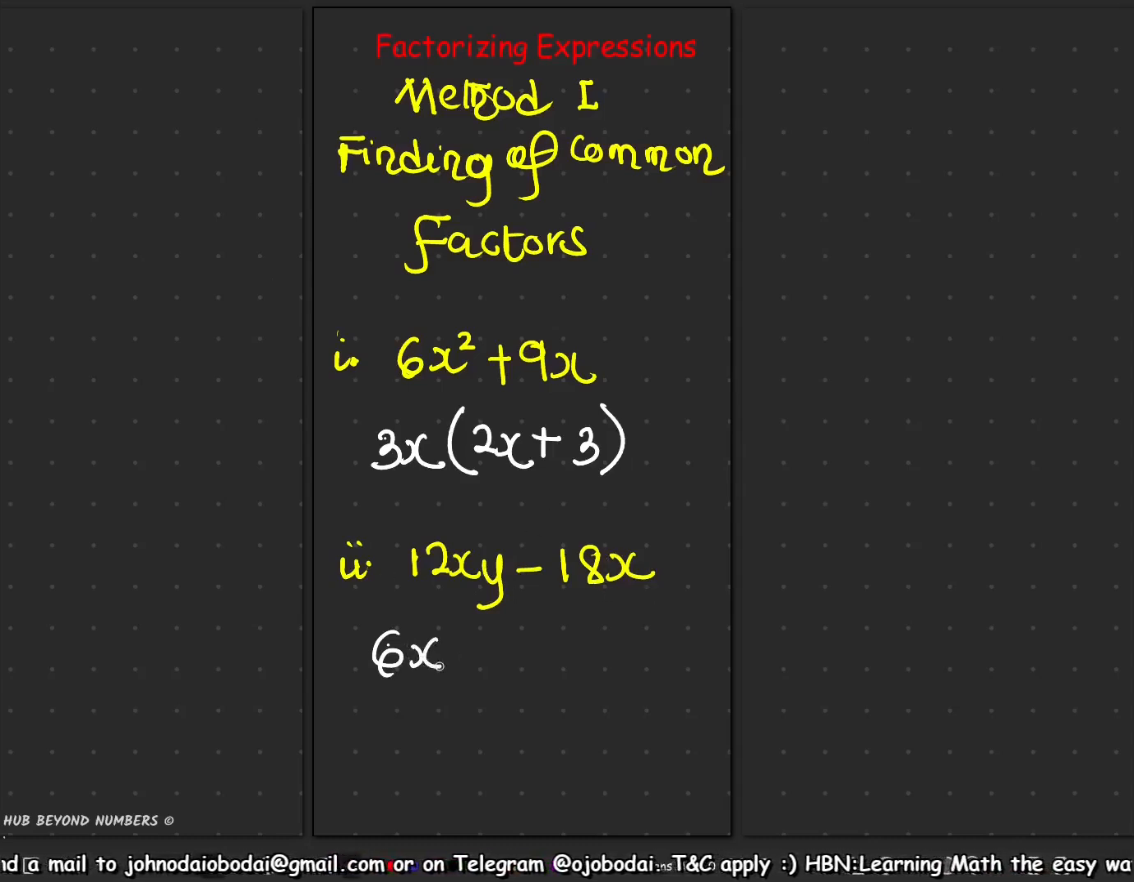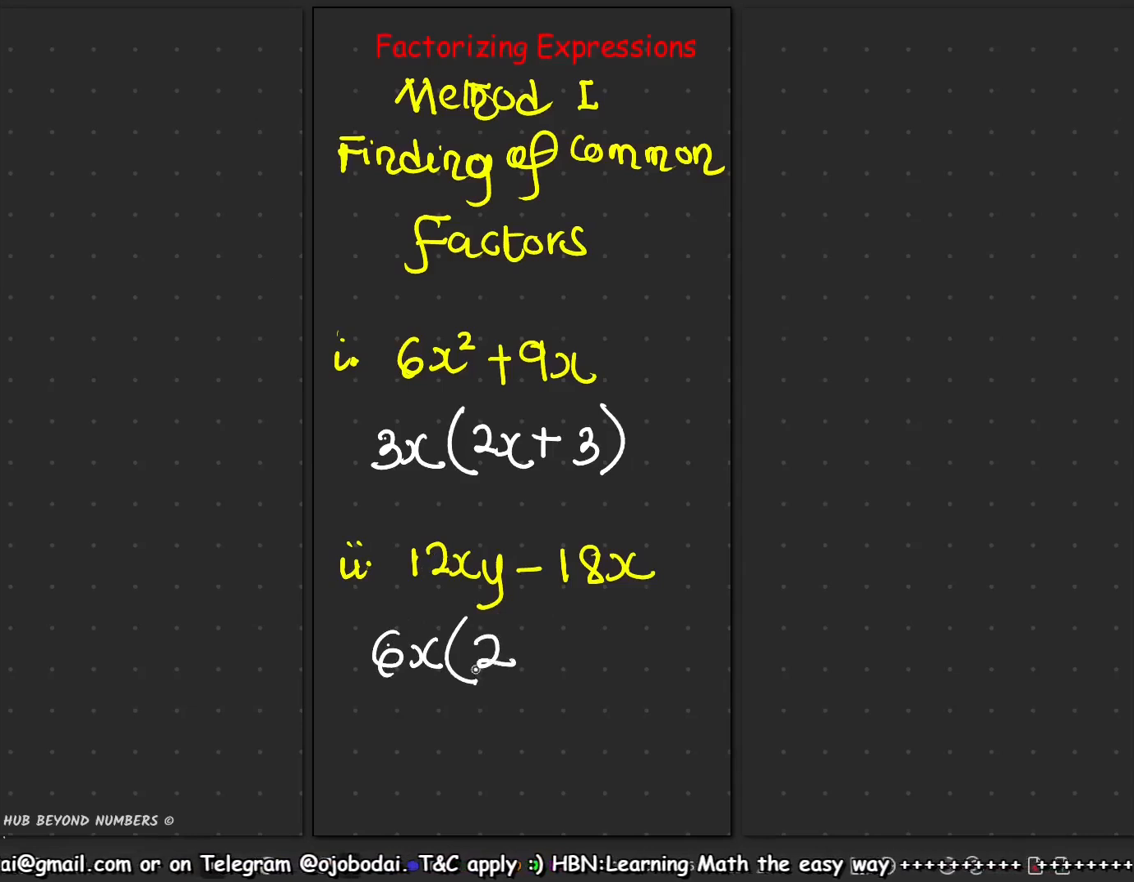They have an x in common. You see, after which you bring our brackets, then we ask ourselves, 6x, or let's say 6 times what number gives us 12? That is 6 times 2. Then we come to the variables as well. x times what gives us xy? It is x times y.